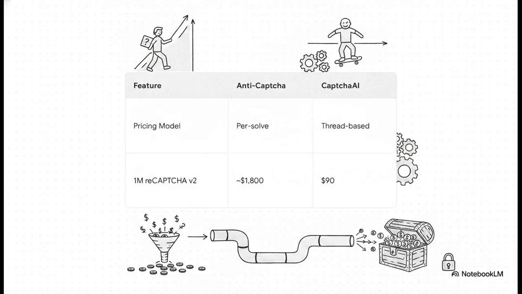To put that into perspective, this comparison brilliantly illustrates the massive difference at high volume. Based on the source data, let's look at 1 million reCAPTCHA v2 solves per month. On Anti-Captcha's linear per-solve model, that's going to run you about $1,800. But on CaptchaAI's advanced plan, which gives you 50 flat threads, it's only about $90. At steady high volumes, your effective cost per solve on a thread-based model just drops off a cliff, whereas a linear model keeps scaling costs right alongside your traffic.